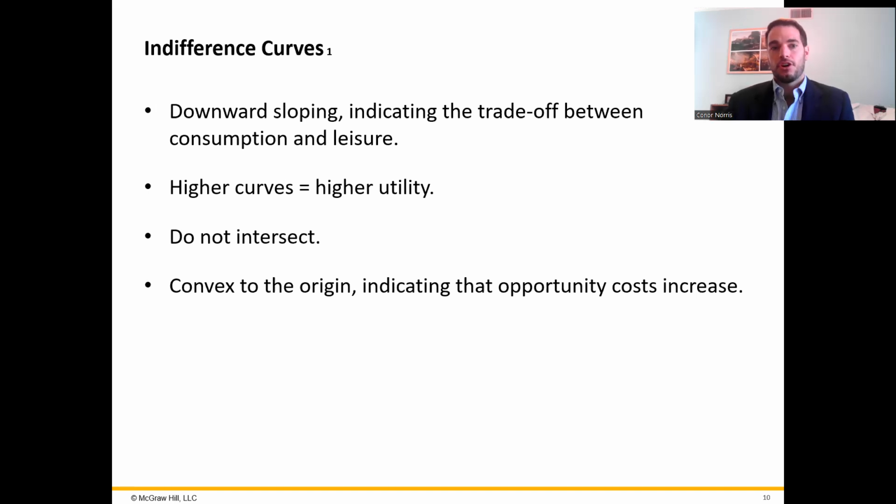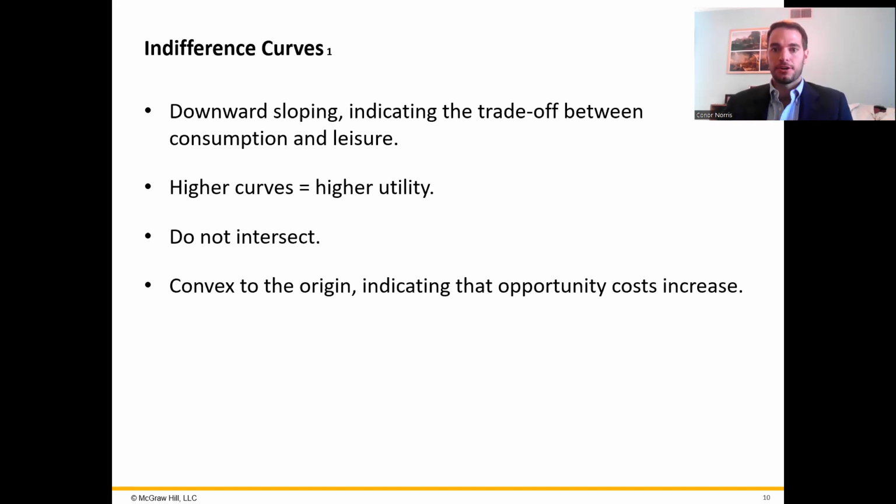Indifference curves are a key concept in consumer theory and a key concept in this labor-leisure model that we're going to be working with. Indifference curves represent different combinations of two goods, in this case leisure and consumption, that provide the same amount of utility or satisfaction to an individual. So the individual is indifferent between any combinations along a given curve because they yield the same utility. And we'll look at a graphical example right after this.